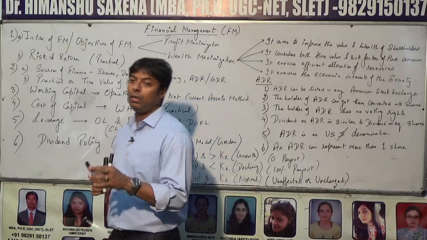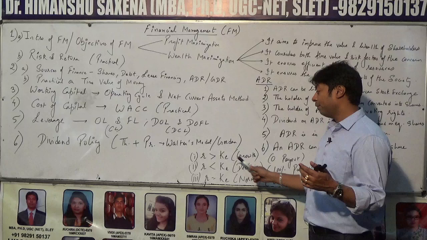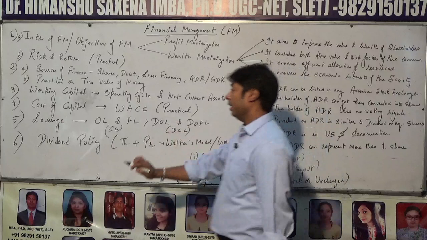as well as Gordon model and their recommendations about growth firm, those with return greater than KE, declining firm, all those firms having return less than KE, and normal firms, those whose rate of return is equal to KE, cost of equity, for dividend policy.